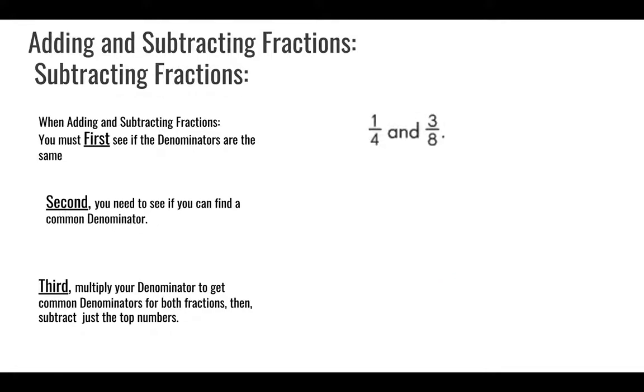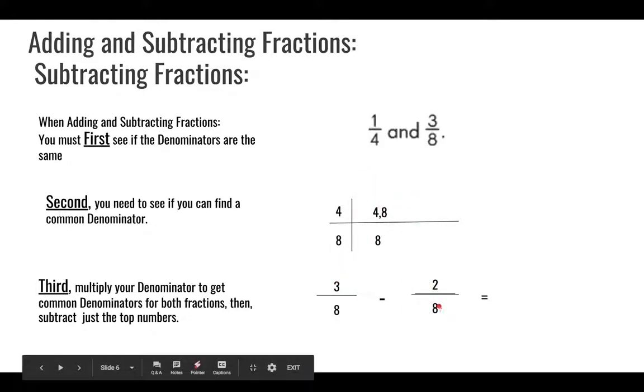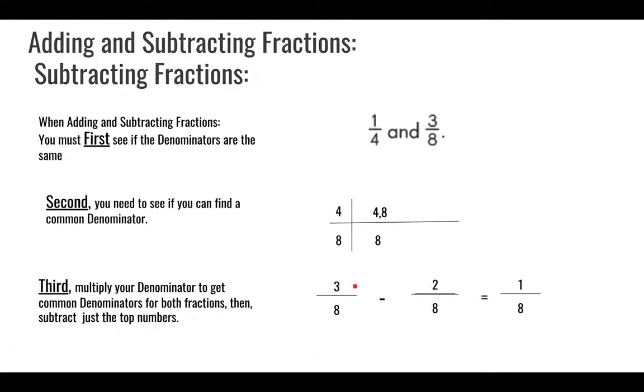We're going to take the same one. You find your common. You once again multiply to get a common denominator. And then you just subtract the top numbers to get 1/8. This may seem a little tricky, and we're going to be working on it a lot more within the next several weeks. But I don't want you to get super confused on this yet.